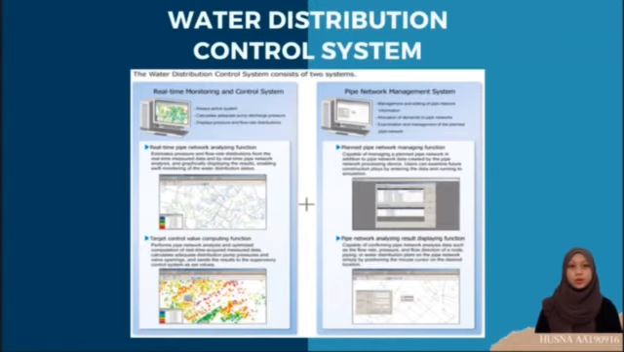The water distribution control system consists of two systems, which are real-time monitoring and control system and pipe network management system. So that's all from me, and I'm going to pass the presentation to my friend.